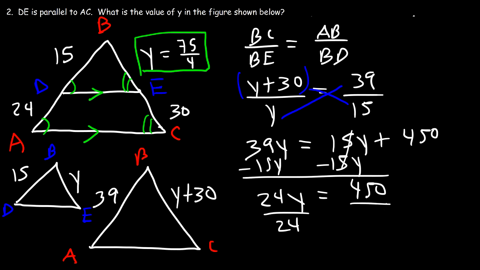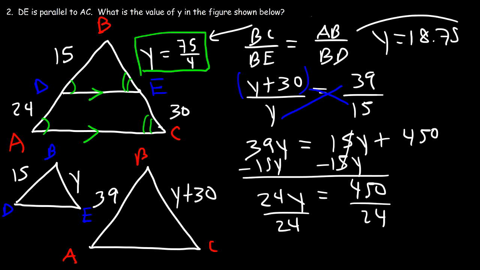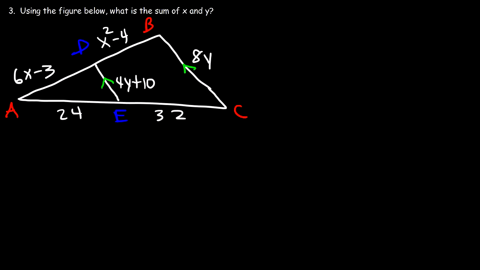And this will give us the same answer, because we saw that 450 over 24 reduces to this, or 18.75. And so both techniques will give you the same answer. But in this example, the side splitter theorem was a lot easier than using the triangle similarity method.